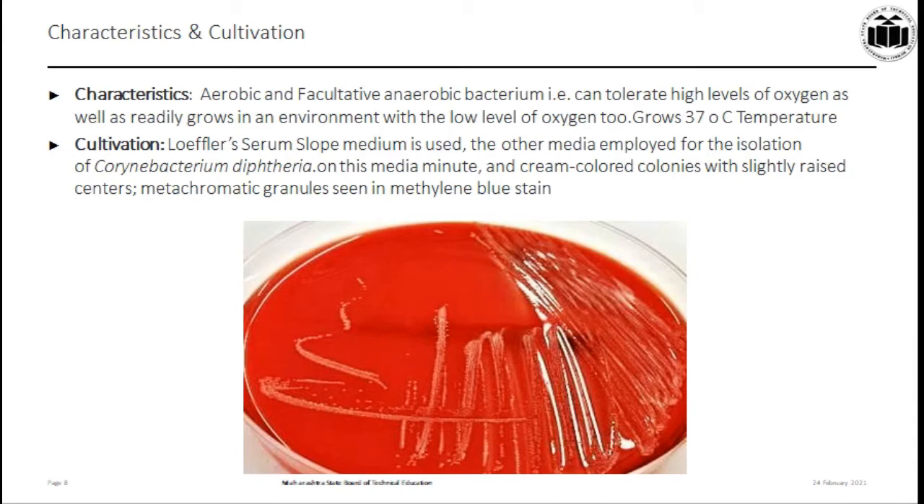and when we stain these colonies, it will be observed that they are gram positive and also possess granules when stained by methylene blue dye. So these are the cultural characteristics of Corynebacterium.